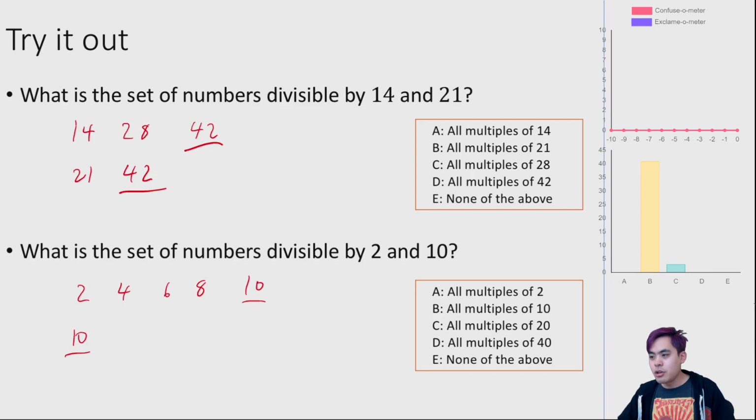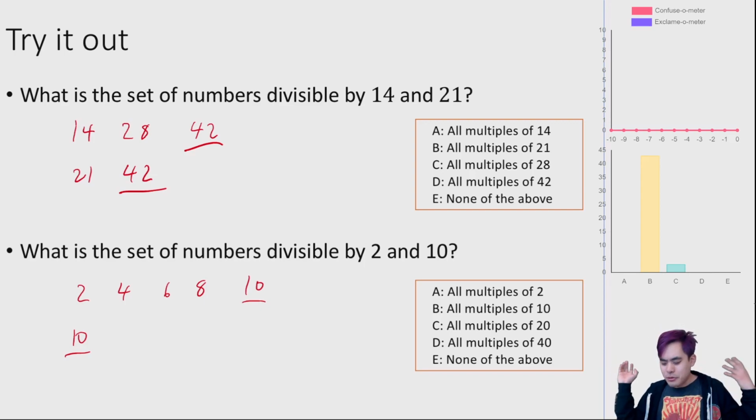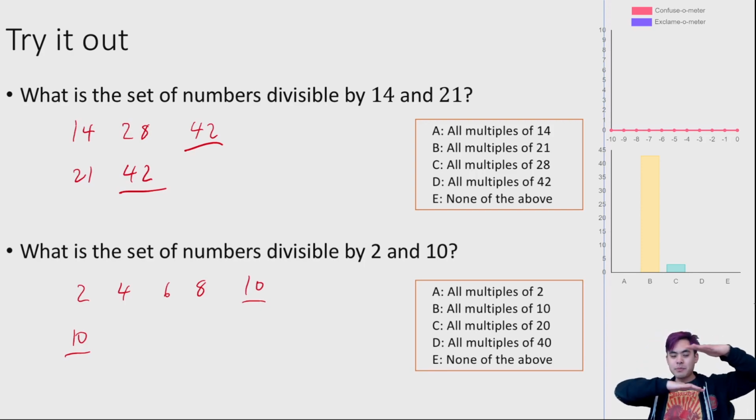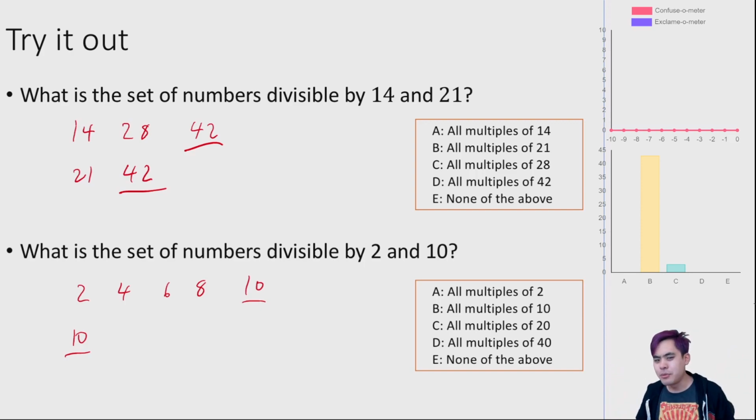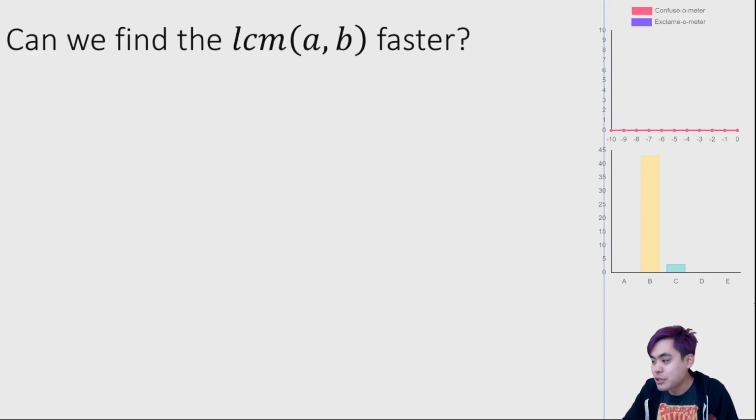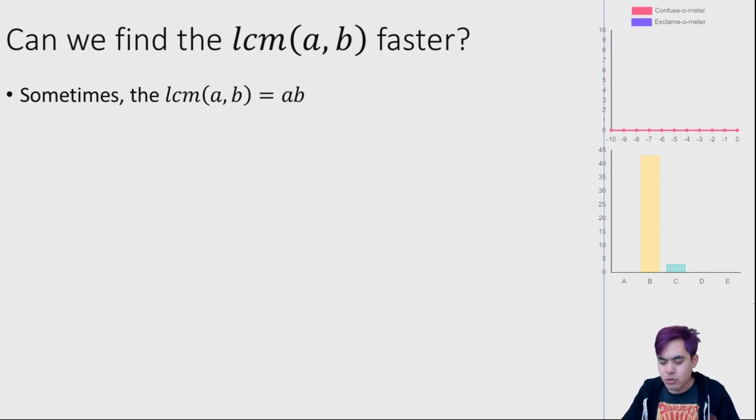Okay, so now we have some way of figuring out these least common multiples, but the way we do it right now, we have to write out lists of the multiples of both numbers and then figure out the first time they overlap, which is kind of slow, especially when you have really big numbers. Can we find the least common multiple of a and b faster? Well, sometimes. There are a number of different situations under which we might be able to. So sometimes the least common multiple of a and b is equal to ab.